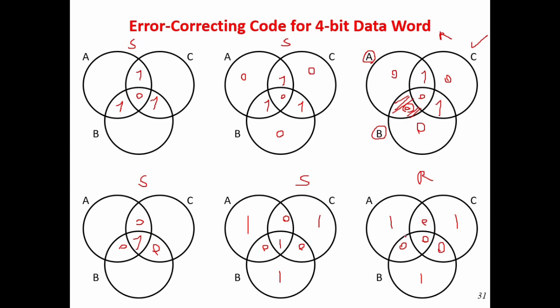Now for this one, we can see this is already odd, so there is a problem here. This is odd also, there is a problem here, and this is odd, there is a problem here. This means take the intersection amongst the 3 circles, and this is the place of the error. To correct the error, we simply flip the bit from 1 to 0, and we can go for this one, right?